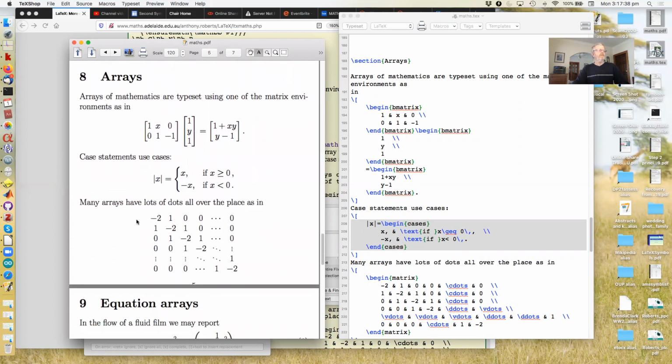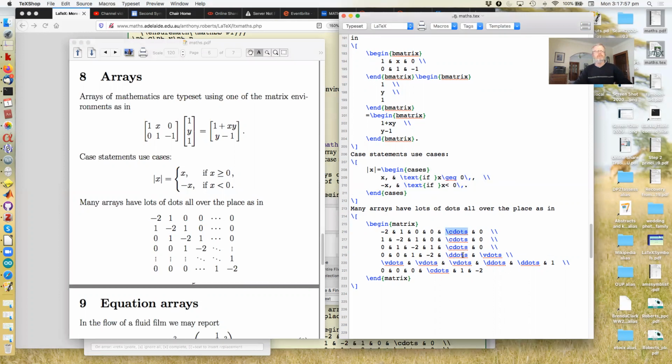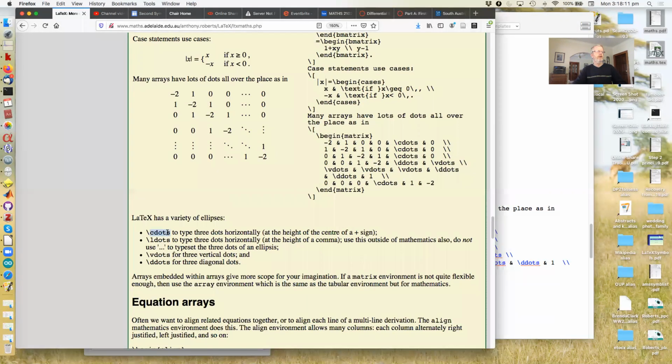Okay, and then you can see in this example that sometimes when you typeset matrices, we want dots all over the matrix, horizontal, diagonal. LaTeX has a lot of dots. So the horizontal ones here are \cdots. Diagonal ones are \ddots for diagonal. And the vertical ones are \vdots for vertical. But there's more. It's not just that. There's a bit of subtlety here. \cdots typesets 3 dots horizontally at the height of the center of a plus sign, so it's centered in the line. And these dots are called ellipses, by the way.